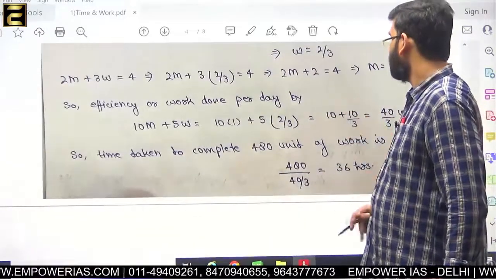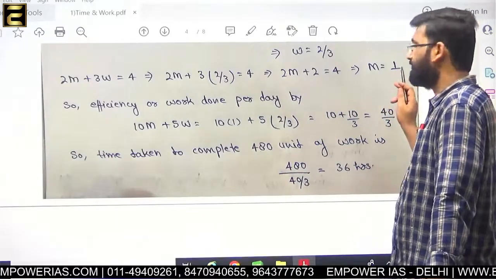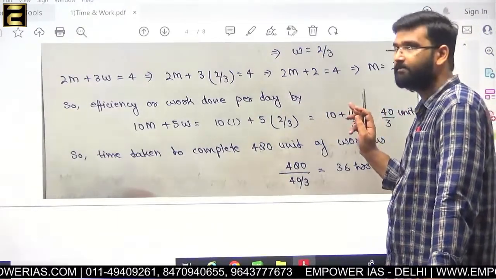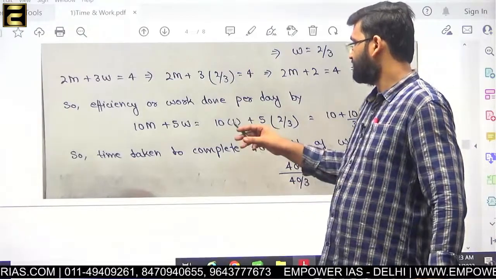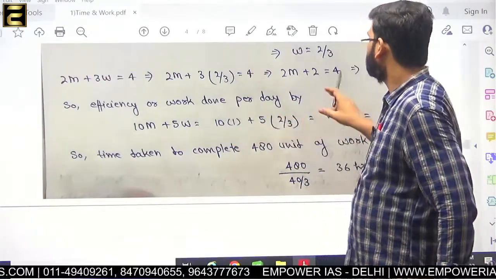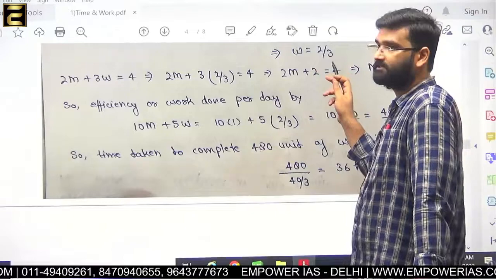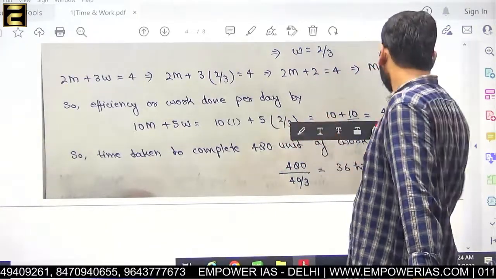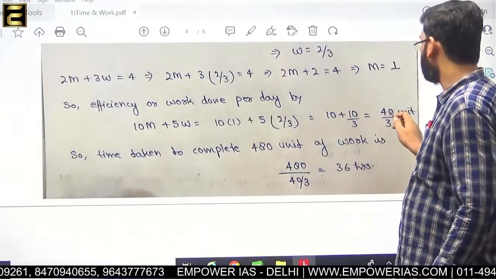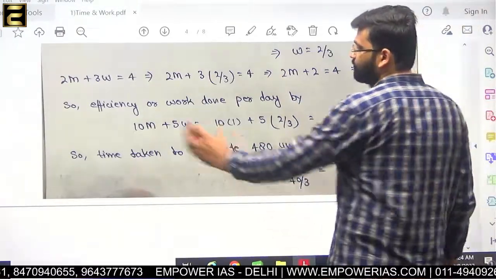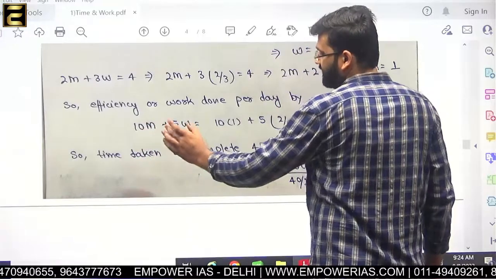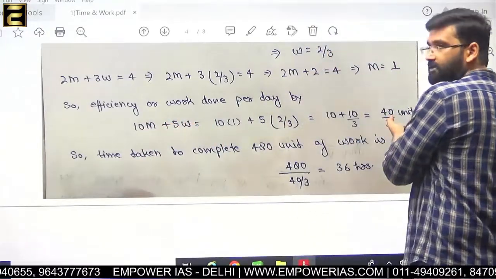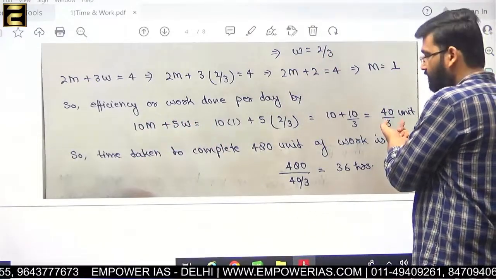So if the efficiency of 1 man is 1, so the efficiency of 10 men will be 10, plus the efficiency of 1 woman is 2/3, then the efficiency of 5 women will be 5 into 2/3, that comes to be 40/3 unit. It means that the new group that composed of 10 men and 5 women is 40/3 unit. Okay.